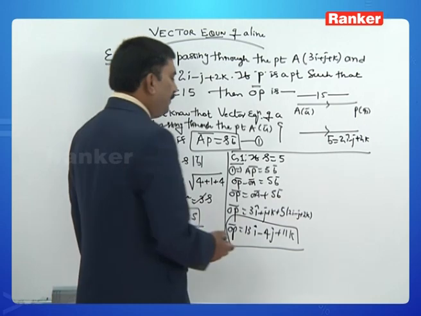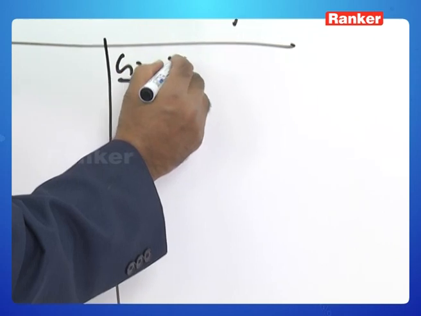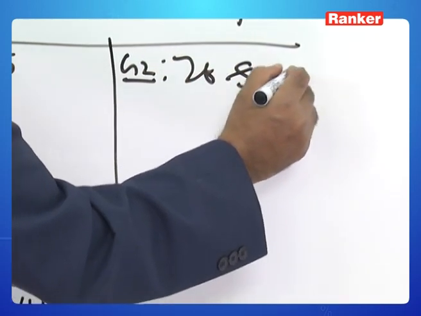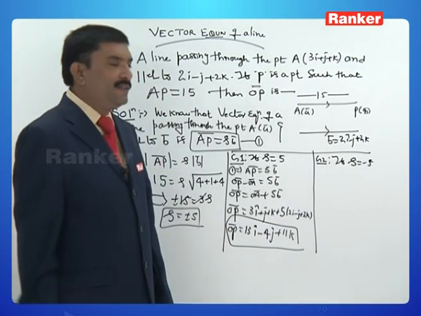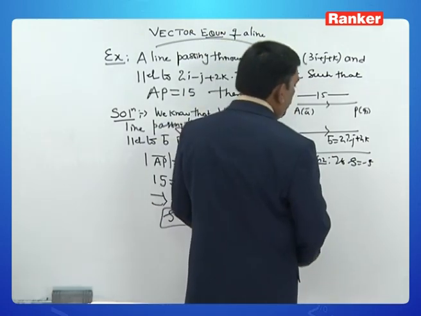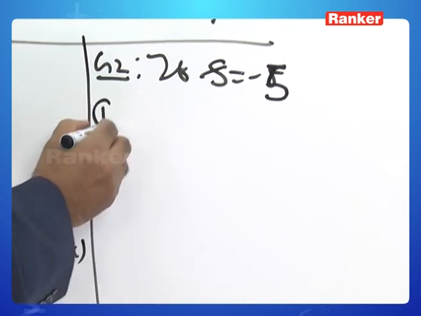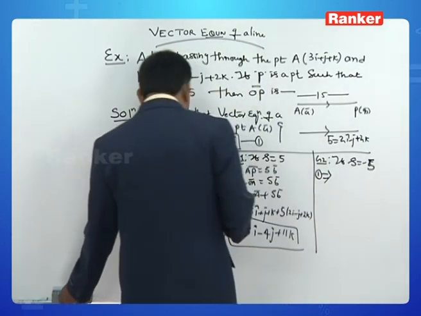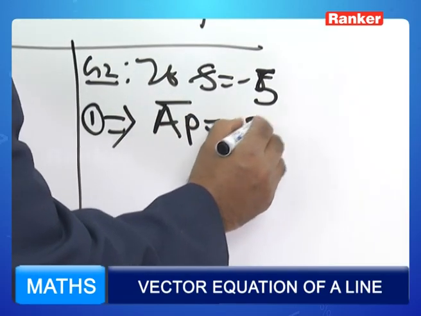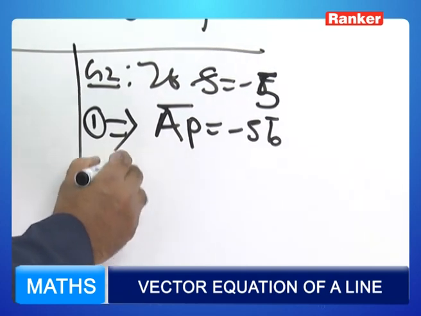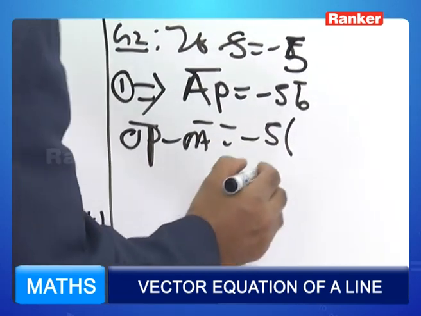So therefore, another case comes, case 2. What is case 2? If S is equal to minus 5. When S is equal to minus 5, now what is the position vector of this point? AP bar is equal to minus 5 into B bar. So therefore, OP minus OA is equal to minus 5 into B bar.